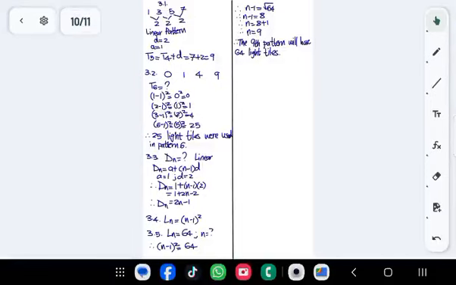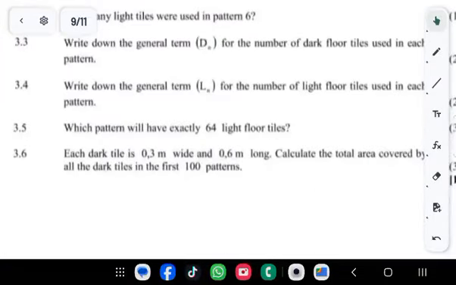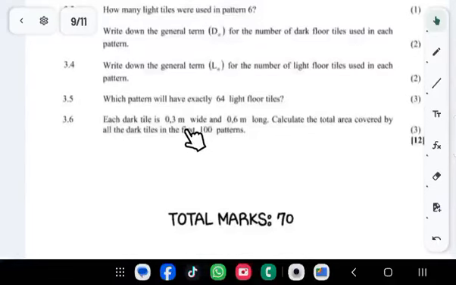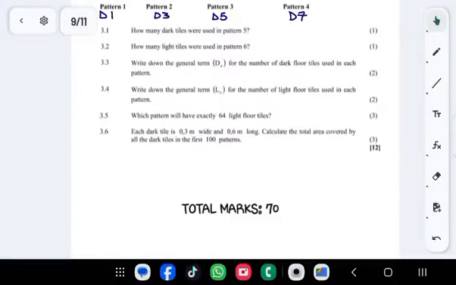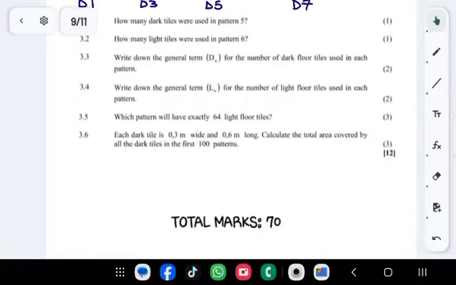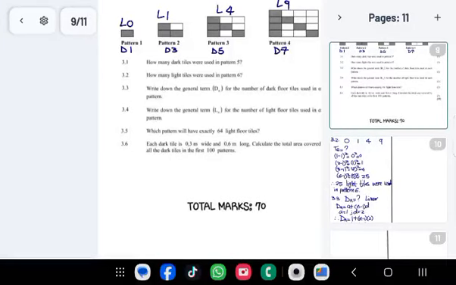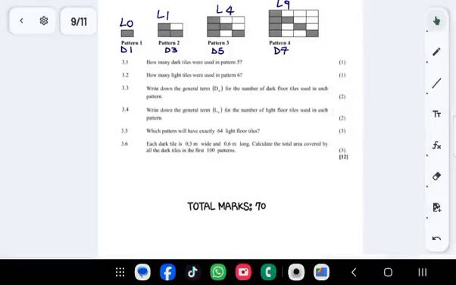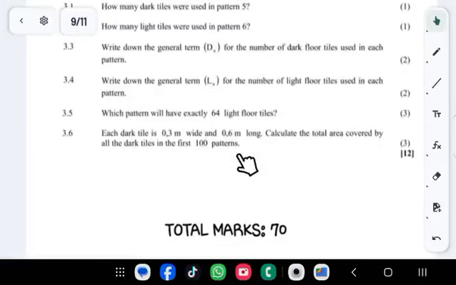All right, let's go to the last question, I believe. 3.6. Each duct tile is 0.3 meters wide and 0.6 meters long. Calculate the total area covered by all the duct tiles in the first 100 patterns. So we need to figure out how many those are. Remember, the duct tiles have a pattern that is a linear pattern. So let's figure out how many duct tiles in total cover 100 patterns.